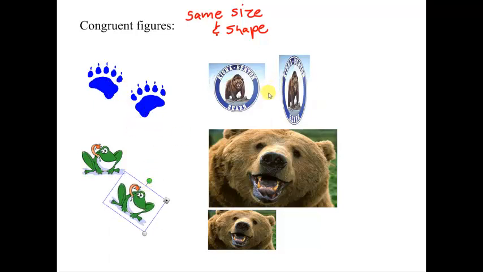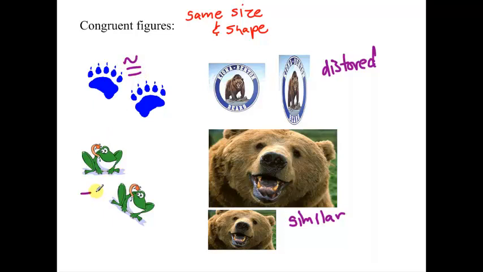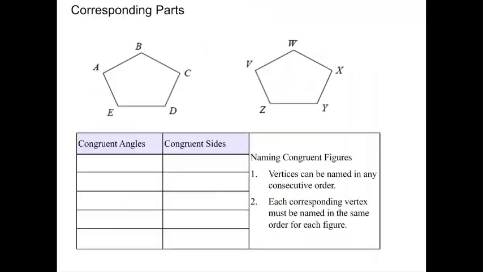Well, what about these two right here? This bear picture has been distorted in some way. So these two are not congruent. There's some distortion there as we stretched it. How about these bears? This bear is not the same size. It's definitely the same shape. There wasn't any distortion, but one's been reduced down in size. And so this is what we call similar, and that's something for a different unit. Similar figures have the same shape, but they aren't the same size. One's a reduction of the other. Back over here though, these are congruent. Those bear paws are congruent, these frogs are congruent, and that's what we're going to look at with some geometric figures here. So let's go on to our next part.